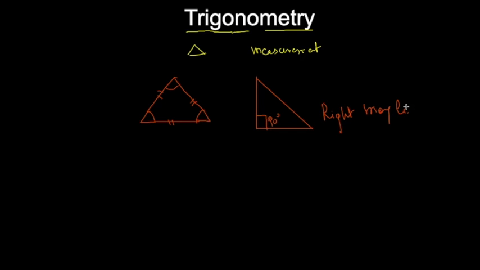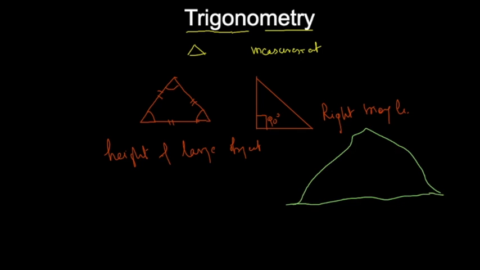Now before we dwell a little deeper into trigonometry, let us first discuss why we need trigonometry, or what is the use of trigonometry. Trigonometry is generally used to calculate the heights of large objects. When I say large objects, for example, if we have to calculate the height of a very large hill or a mountain, for such purposes we are going to use trigonometry.